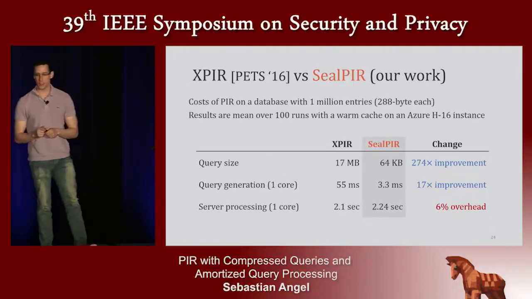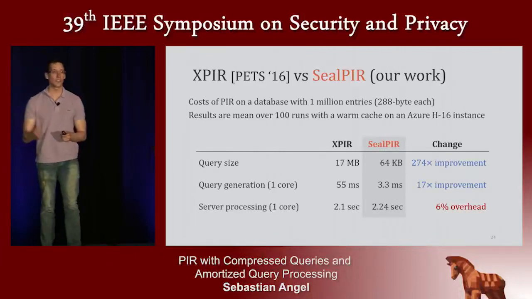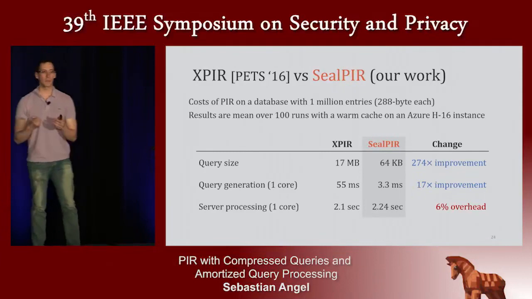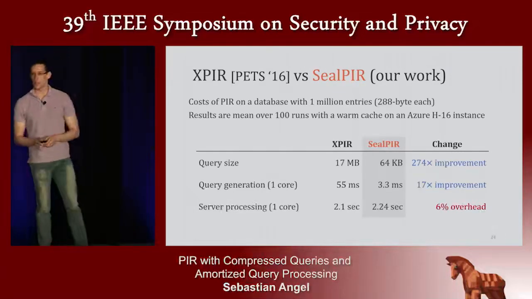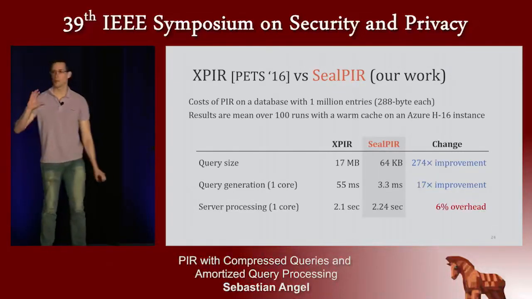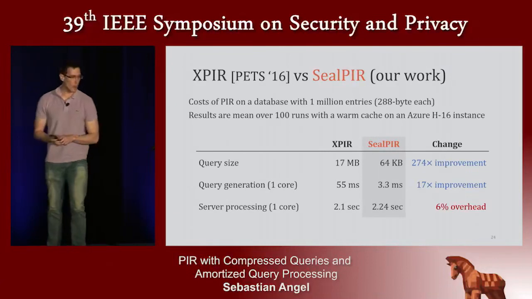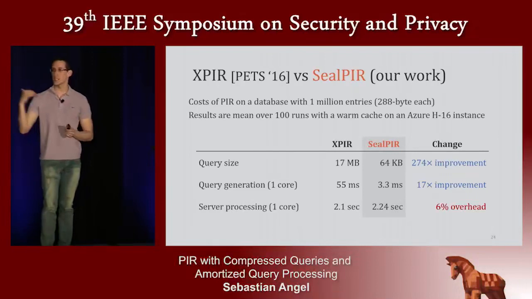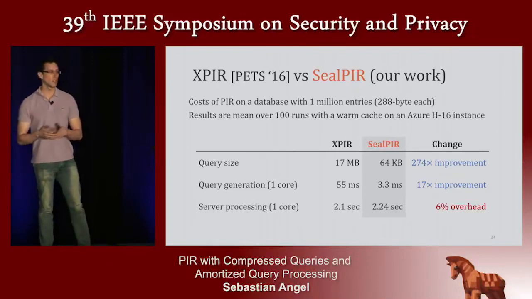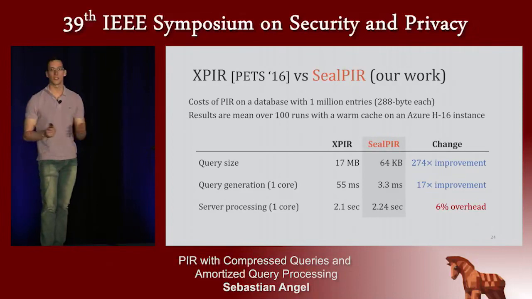And this has a second benefit, which is that it also reduces the computational cost to the client to generate the query. This is because in XPIR, the client is generating a bunch of encryptions of 0 and 1, whereas in sealPIR, the client is only generating a polynomial and then encrypting that polynomial. This is much more efficient. This does come at a cost to the server, because the server has to perform this decompression function. But what we find is that the overhead is pretty small. It's about 6%, which given the significant savings in network cost, I think is an excellent trade-off.